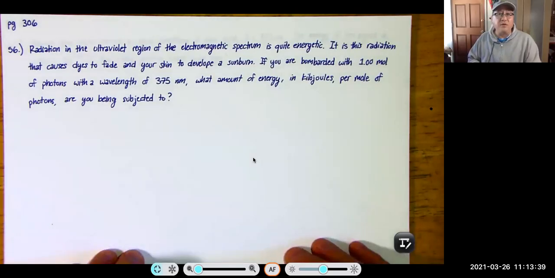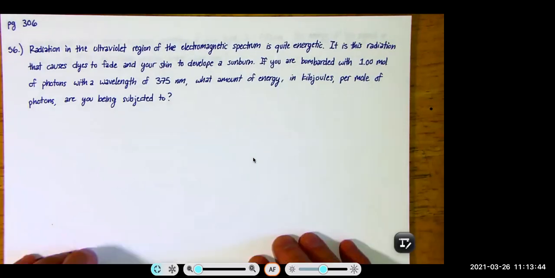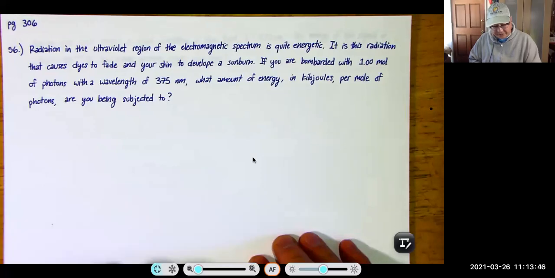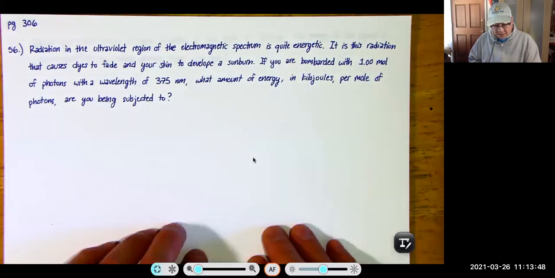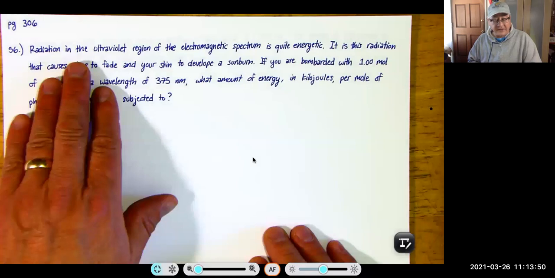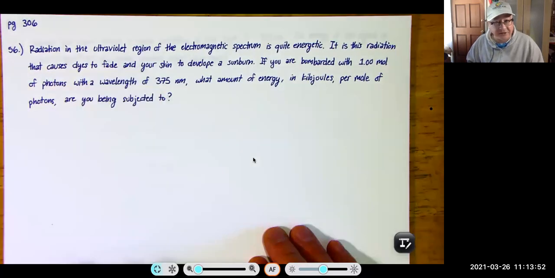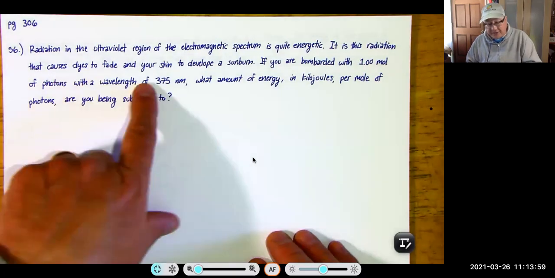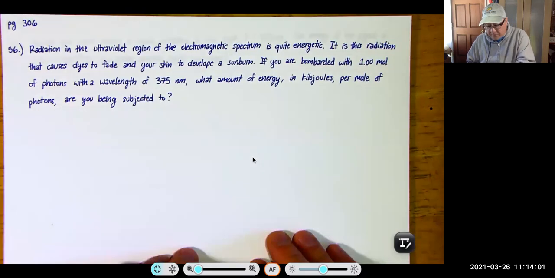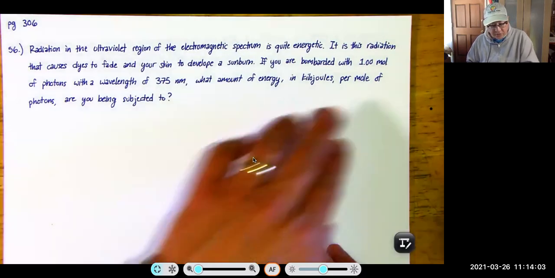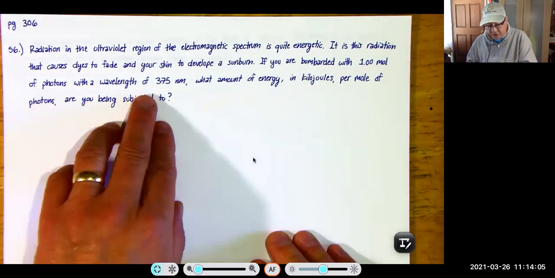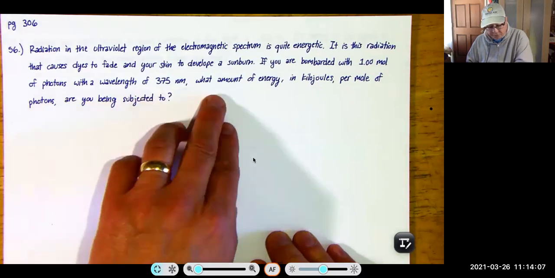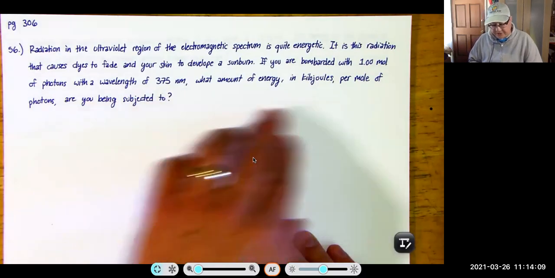Okay, how about we do one more and then call it quits? Is that okay? Okay. So we'll do number 46, or 56, I'm sorry. Radiation in the ultraviolet region of the electromagnetic spectrum is quite energetic. It is this radiation that causes dyes to fade and your skin to develop a sunburn. If you are bombarded with 1 mole of photons with a wavelength of 375 nanometers, what amount of energy in kilojoules per mole of photons are you being subjected to?